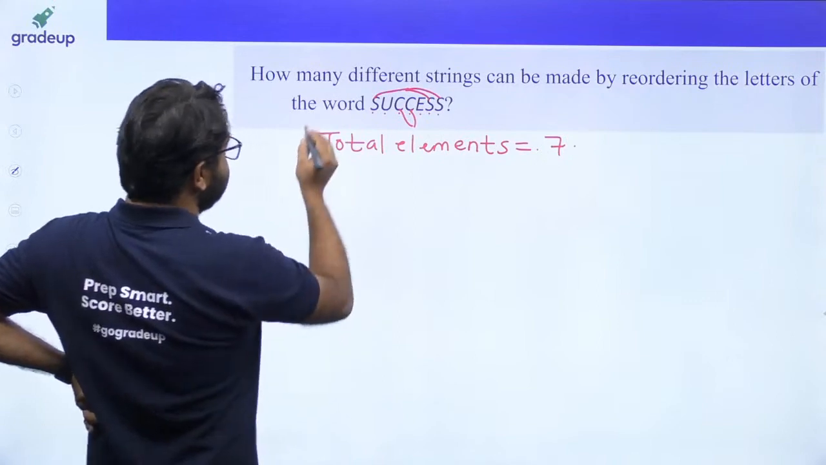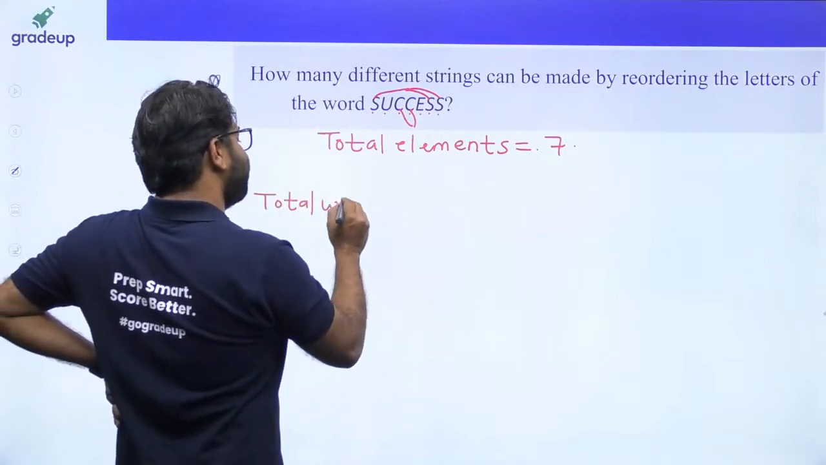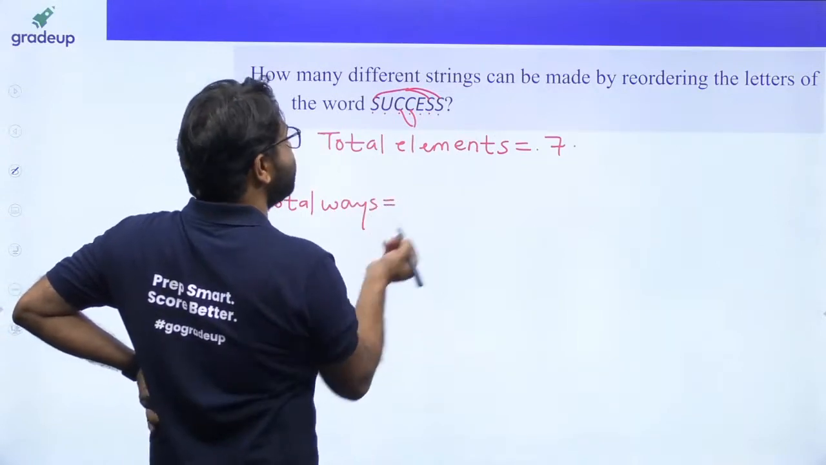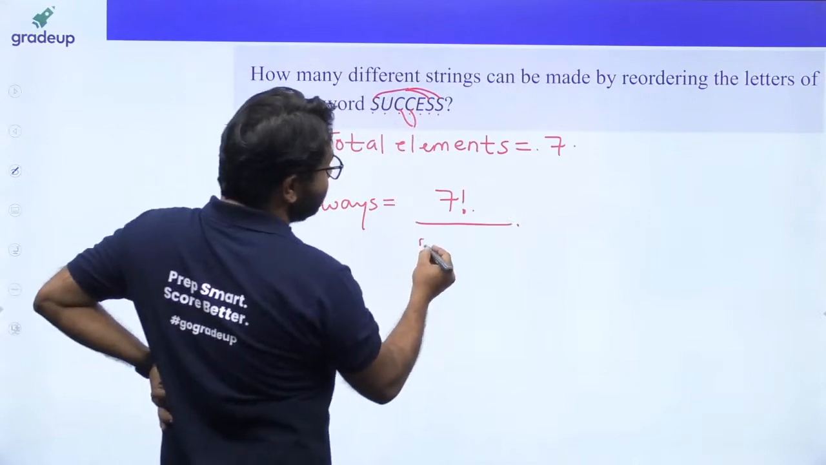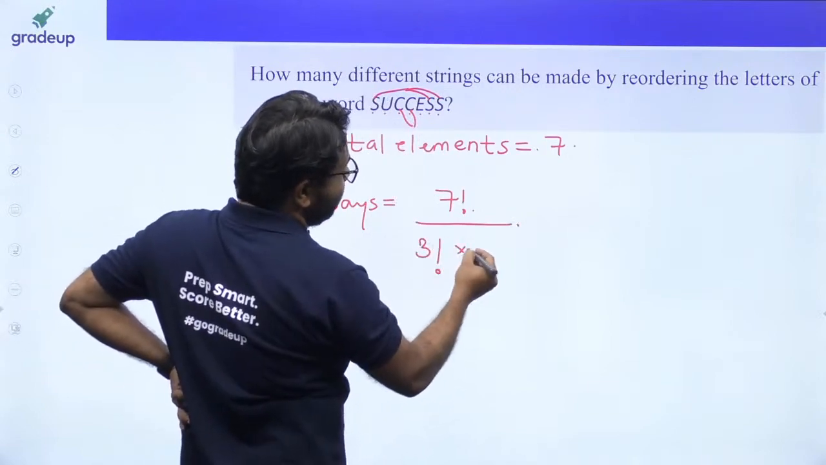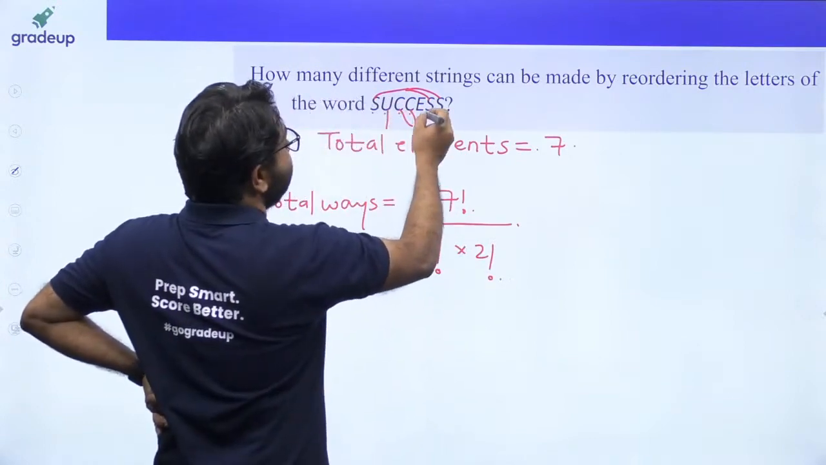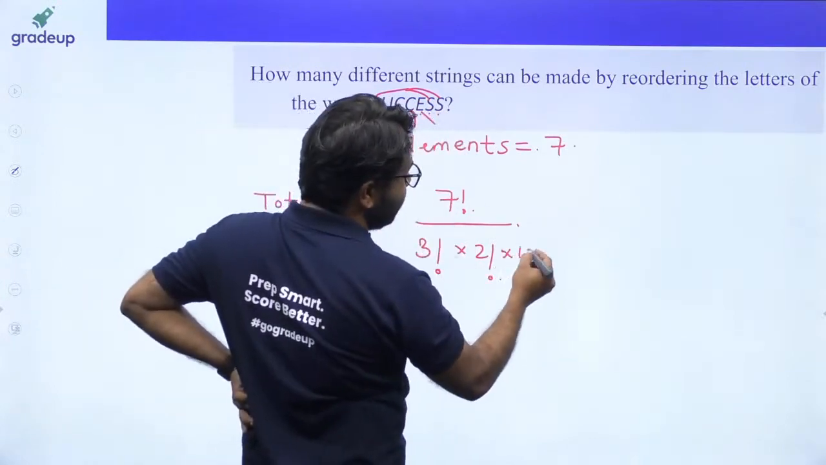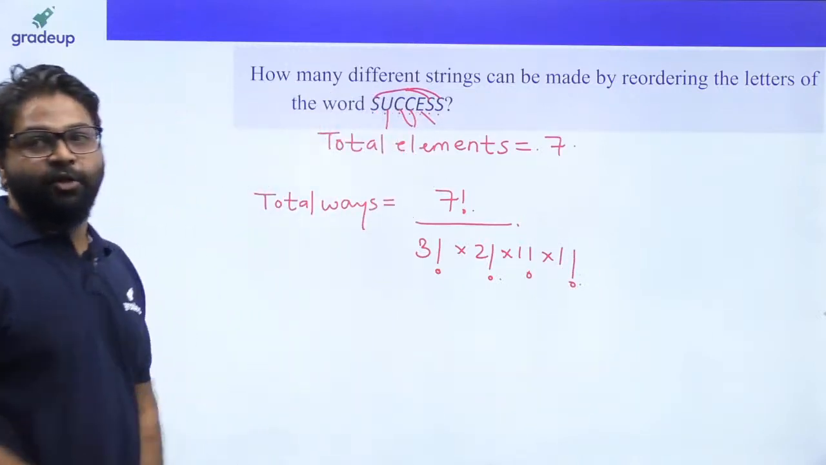So what will you be getting? The total ways you will be getting is 7 factorial, divided by 3 factorial for S, and then 2 factorial for C. With respect to U and with respect to E, you will be getting 1 factorial and then 1 factorial. So this is the total answer that you will be getting.